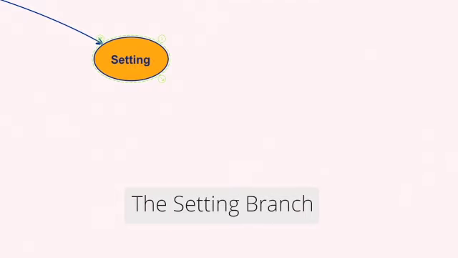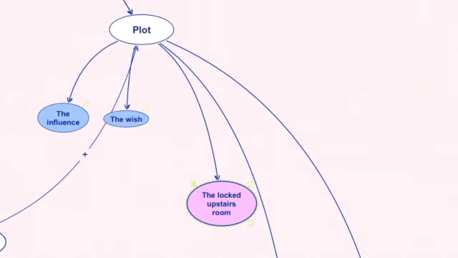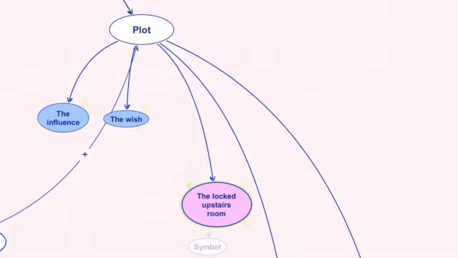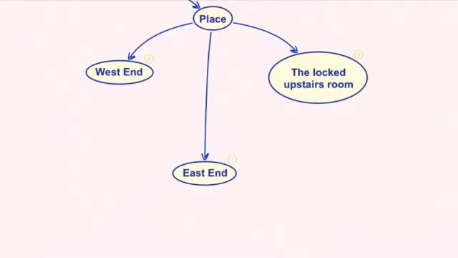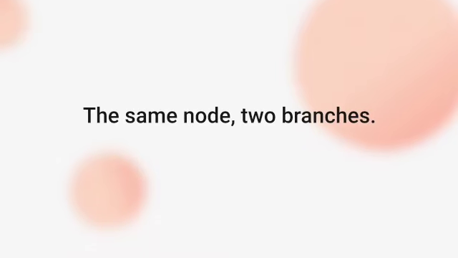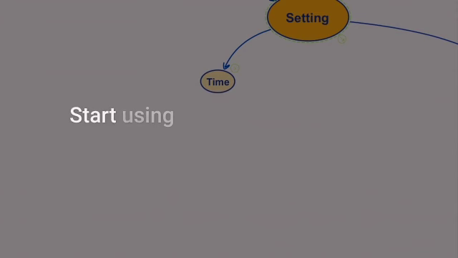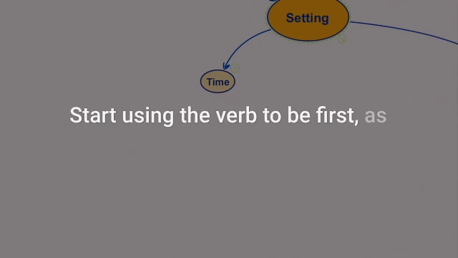Now, the setting branch. This is divided into 2 parts, time and place. And before we start, have a look at the map carefully and you'll notice something. The locked upstairs room is already in the structure and plot branch as the location of the hidden, corrupt self. Now here it returns in the place section, although now it is a spatial metaphor, the physical space that connects the portrait to Dorian. The same node, 2 branches. The map rewards attention. Start using the verb to be first, as always.